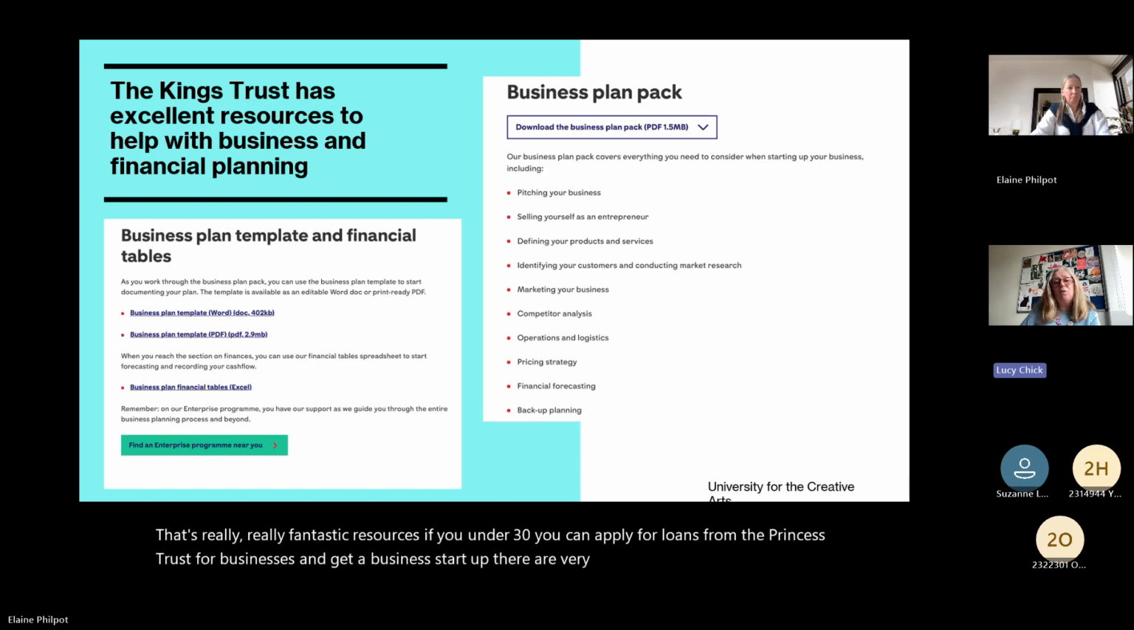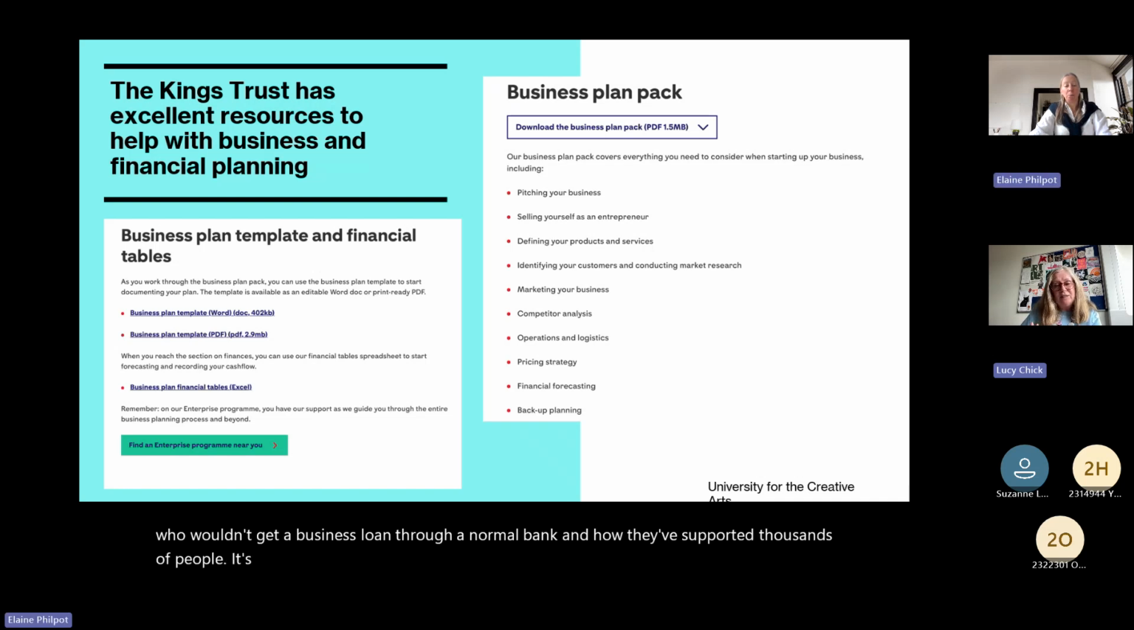And they sponsor and support lots of people who wouldn't get a business loan through a normal bank. They've supported thousands of people. It's a really, really good organisation. Sorry to jump in, Lucy, they're actually supporting our competition winner from last year. Yeah, they are. She's gained a grant and they've given her mentoring as well. So it's definitely worth checking it out. It's a really good organisation.